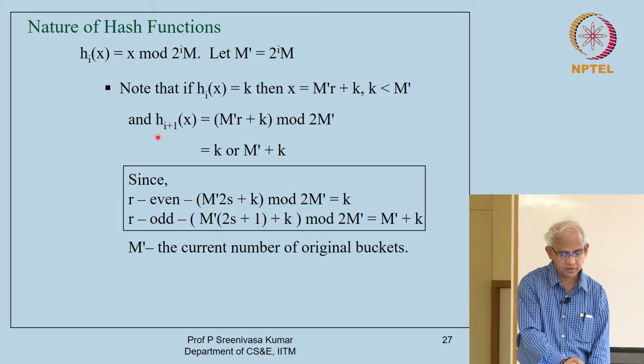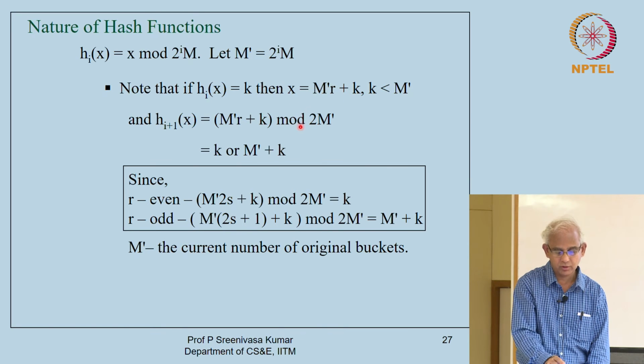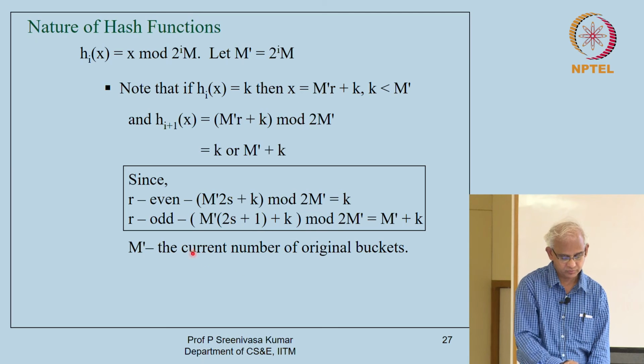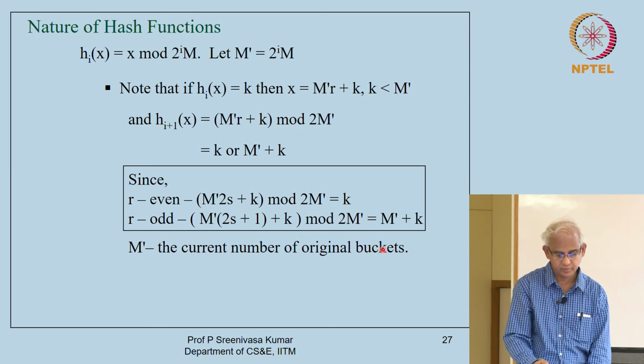Now, consider applying this next hash function h_{i+1} to the same x. So h_{i+1}(x) is this: (m′r + k) mod 2m′. The nature of h_{i+1} is that it is x mod double the original number, double the current number of buckets. So if m′ is here, then this will become 2m′.